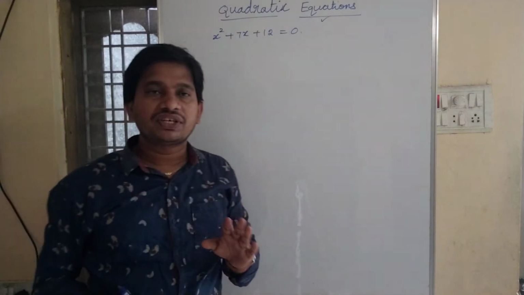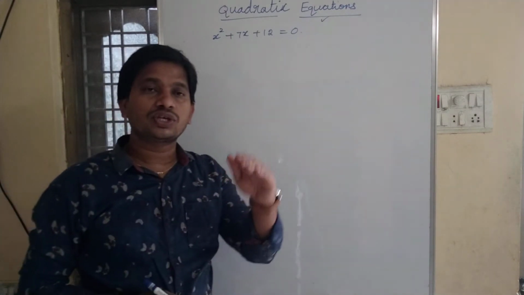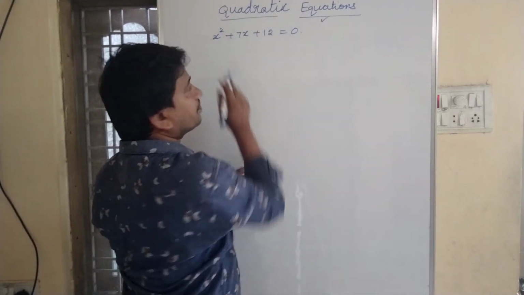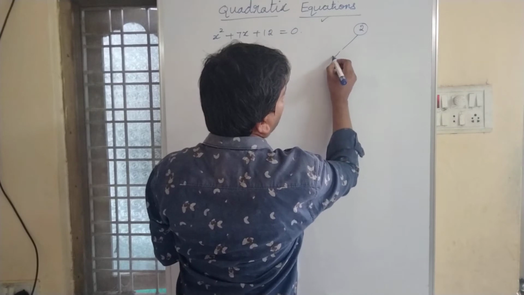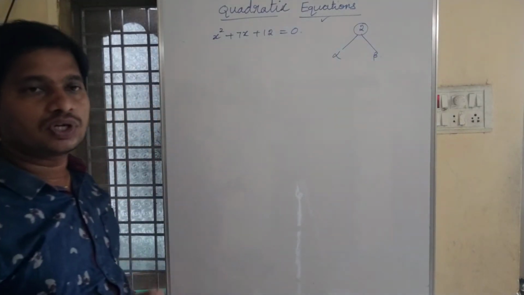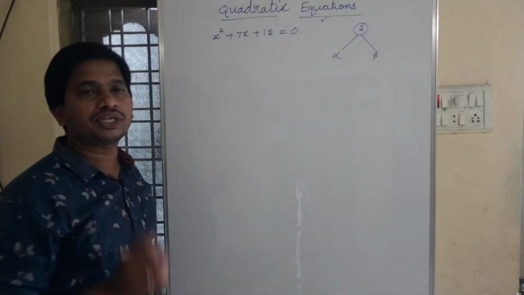A quadratic equation has two roots. We can also call them zeros of the quadratic equation, because its degree is 2, so it has two roots. One root is called alpha and the other root is called beta. Now the thing is how to find the roots of the quadratic equation.